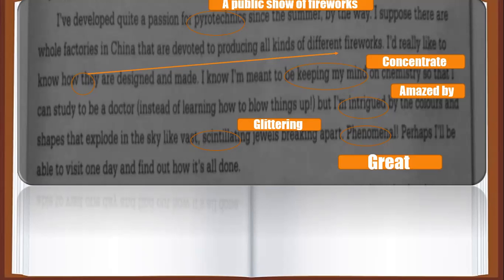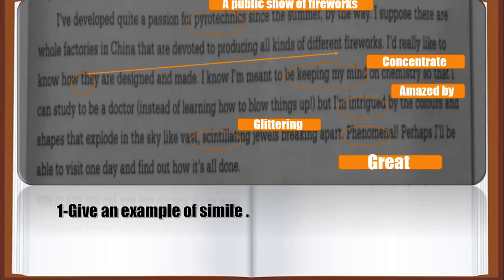Okay, so the fireworks were like vast scintillating. Scintillating means glittering. Jewels breaking apart. Breaking apart بمعنى fall apart or explode in the sky. Phenomenal. They were phenomenal. Phenomenal means great. Okay. Perhaps I will be able to visit one day and find out how it is all done. So Todd wants to visit China one day in order to learn how the fireworks are designed and made.